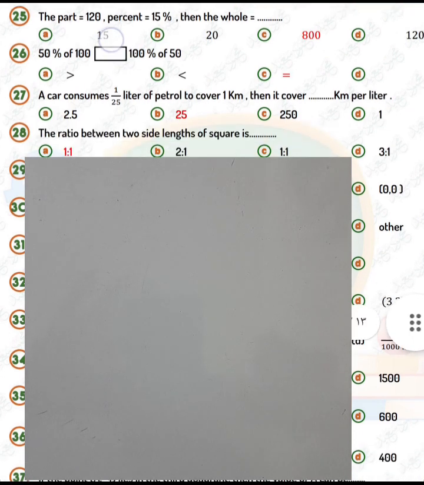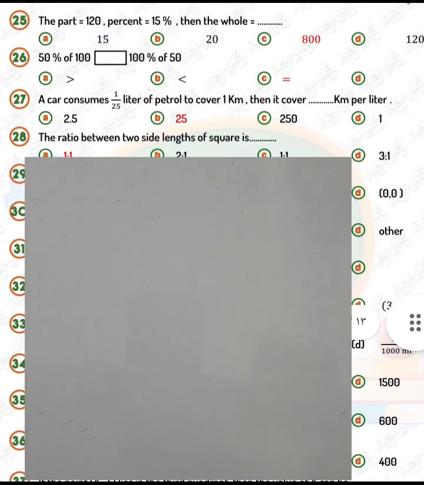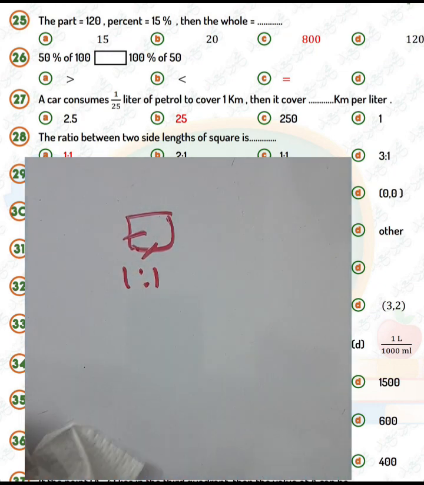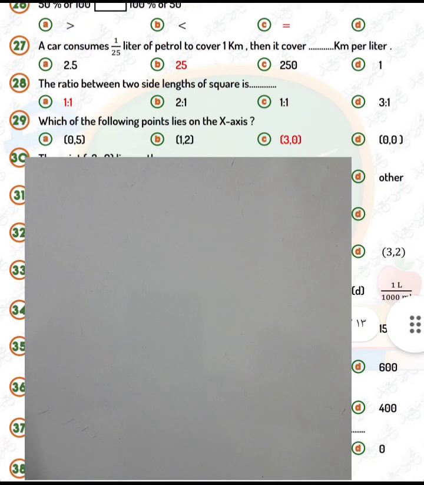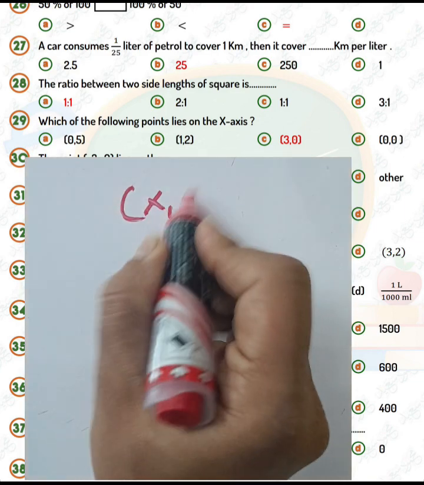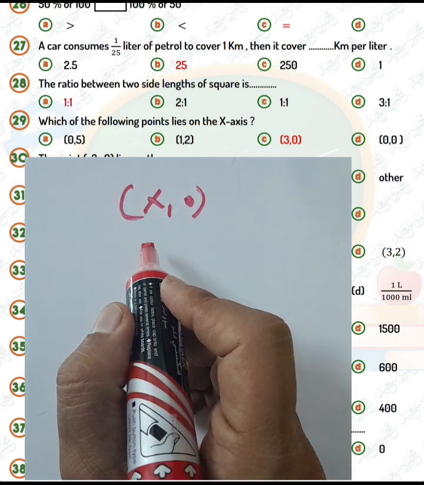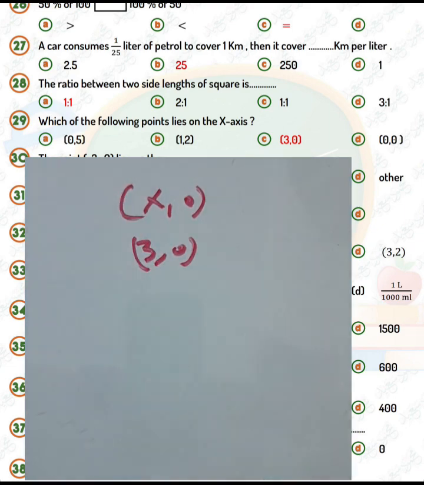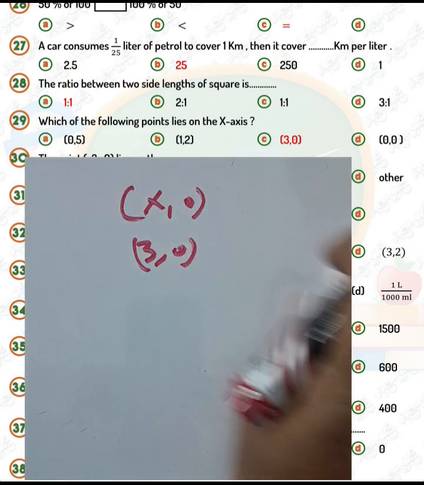Next question 28. The ratio between two side lengths of the square is 1 to 1. We have equality of two sides here, 1 and 1. Next question 29. Which of the following points lies on x-axis? Lies on x-axis, it's meaning y equals 0. This point x and 0 lies on x-axis, so we must choose what? Choose 3 and 0, it lies on x-axis, it's meaning the y coordinate equals 0.